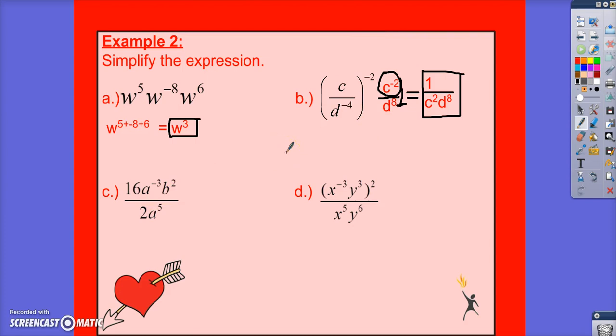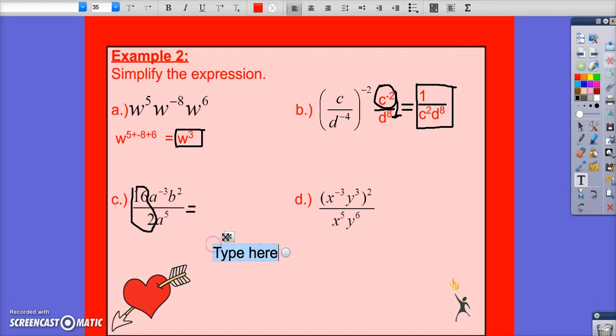Let's take a look at the next one. C. We have fractions, so first thing I'm going to do is simplify 16 divided by 2, which is 8. Then we have A. Let's subtract them. I usually take care of the negatives at the end. So negative 3. If you see at the bottom, it's going to be minus 5 because we're subtracting them. Then b squared. Get 8a, the negative 8th, b squared.